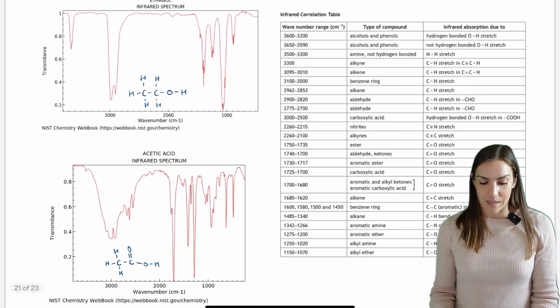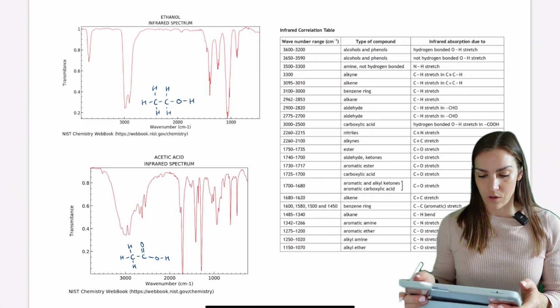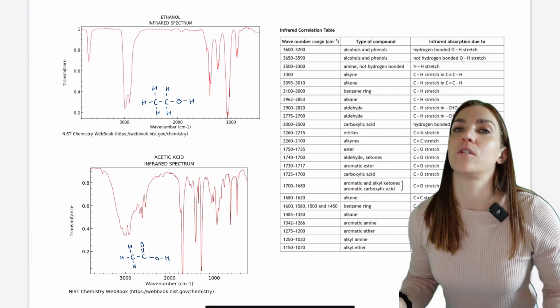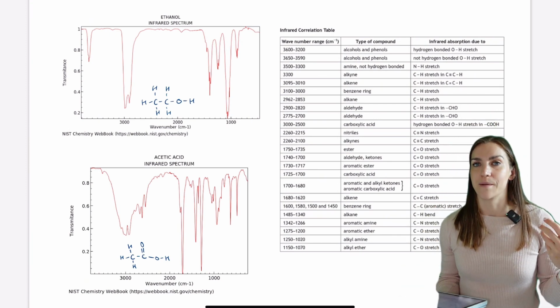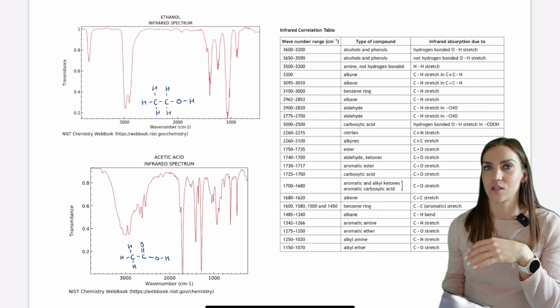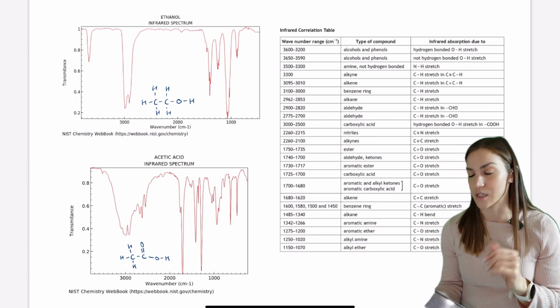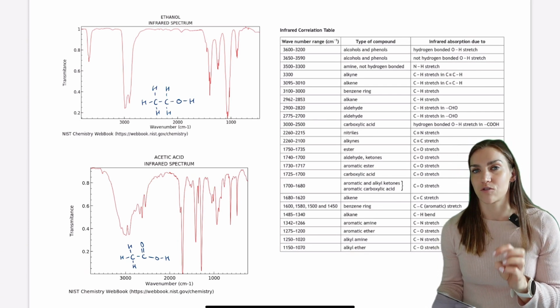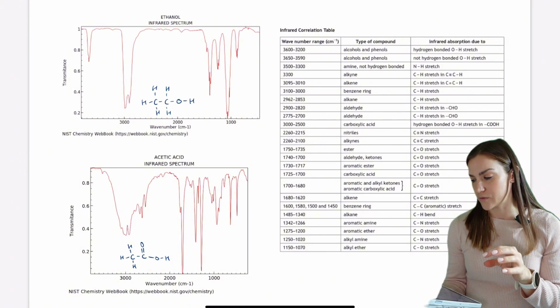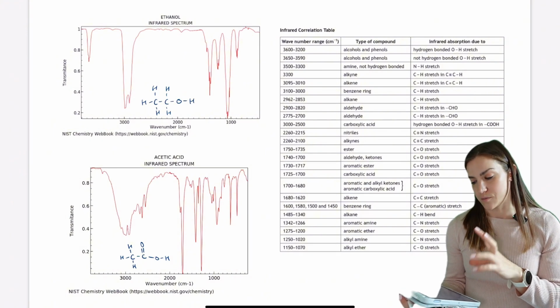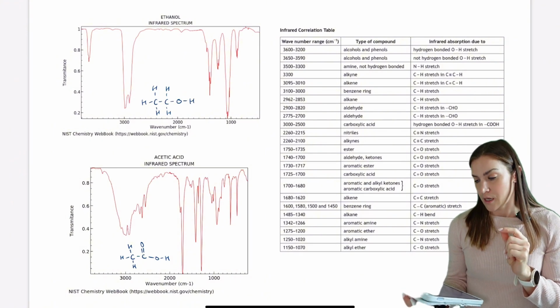Let's have a look at some spectra here. I've just got a couple of simple molecules. We're going to look at their spectra and how it relates to the information that you're given on page 15 of the data booklet. The infrared spectroscopy wave numbers and absorptions are on page 15 of the data book.